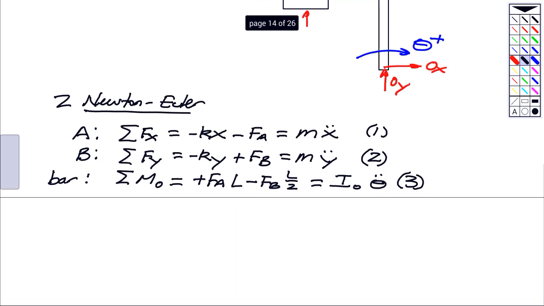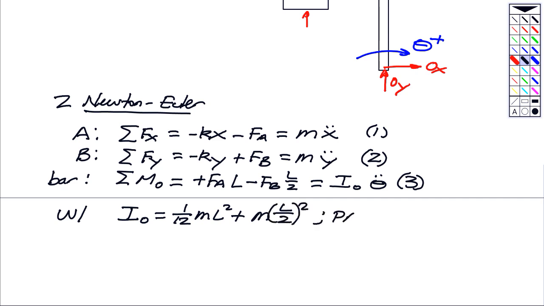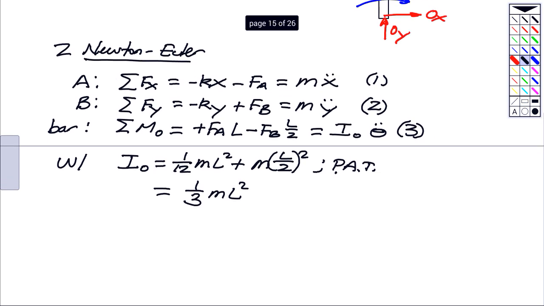And don't forget that for the homogeneous bar, the mass moment of inertia about the center of mass is 1/12 mL squared. So when I want this about O, using the parallel axis theorem, I take m times (L over 2) squared, and when I add those two together, I get that I_O is equal to 1/3 mL squared. So from this, I have three equations. I need to first get rid of my internal forces of reaction.